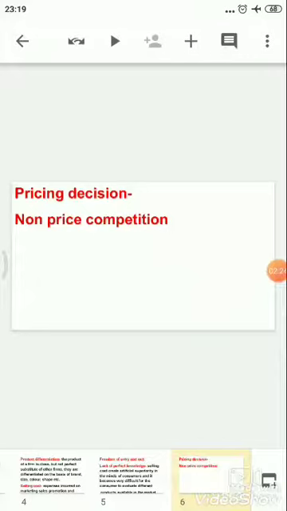Then there is non-price competition. Now, along with the price competition, there is non-price competition also. Non-price competition means that the firms will increase their sales and compete with the other sellers by giving offers, carrying out fairs, or making favorable credit terms. So these are called non-price competition. These are the features of monopolistic competition.